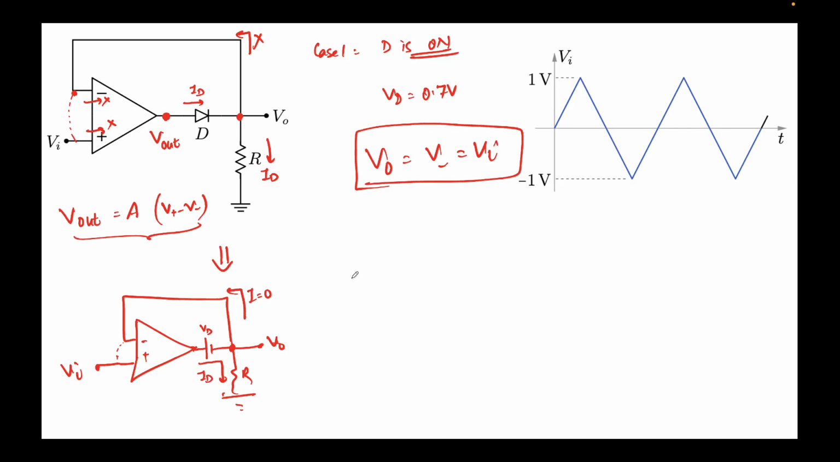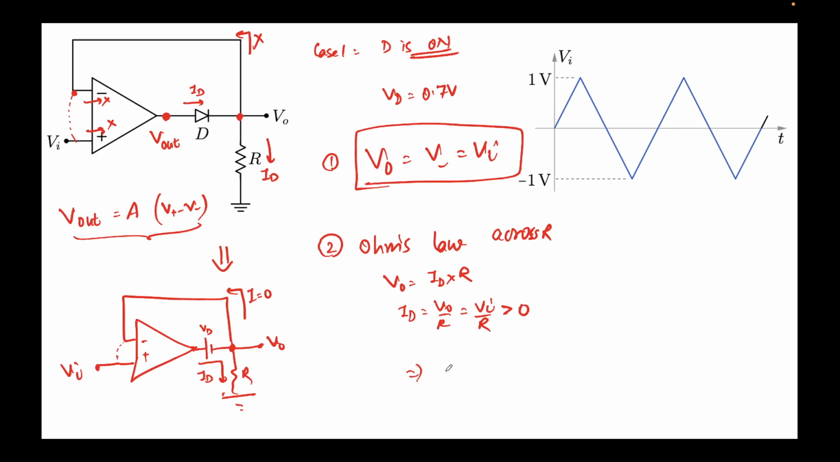So this is the first step. As the second step, applying Ohm's law across R, V naught is nothing but ID times R. So ID is nothing but V naught by R, which is nothing but VI by R. ID has to be positive because we assume the diode is on, which means VI must be greater than 0. I am assuming positive resistances only. So only for VI positive can we see that V out is equal to VI.